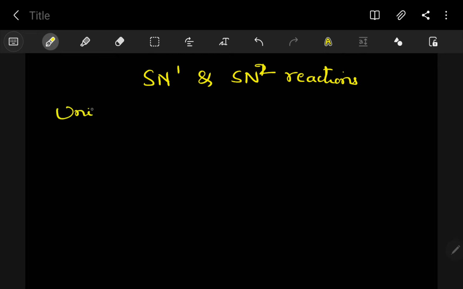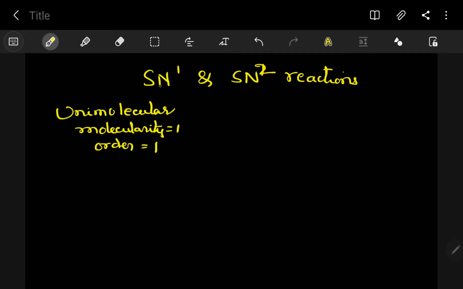In this session, I am going to explain SN1 and SN2 reactions. What is the meaning of, first of all, SN1 and SN2 reactions? In case of the SN1 reactions, those are called unimolecular. In the name itself, one is there, that is unimolecular, meaning molecularity is one, or else order is one.